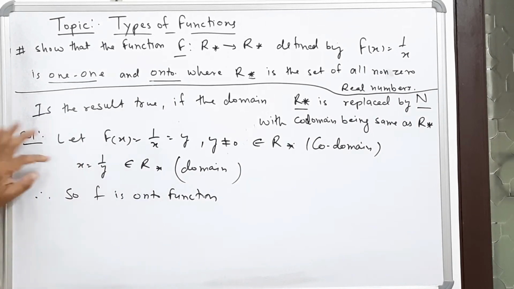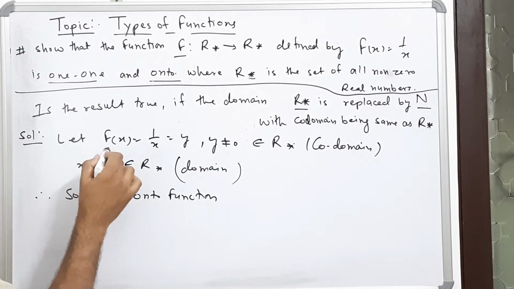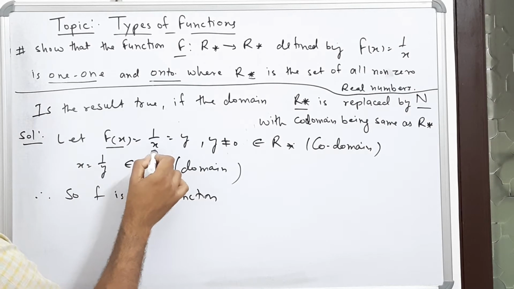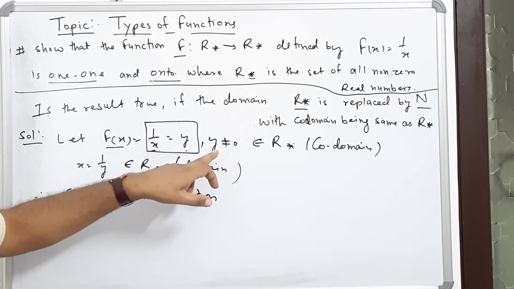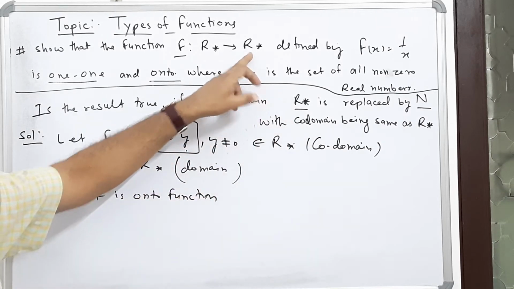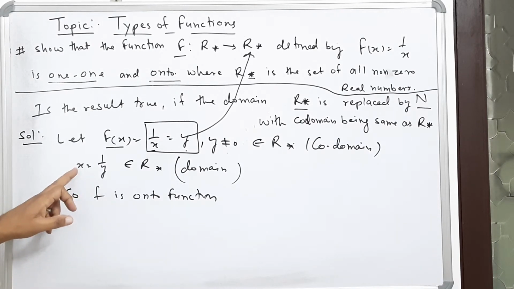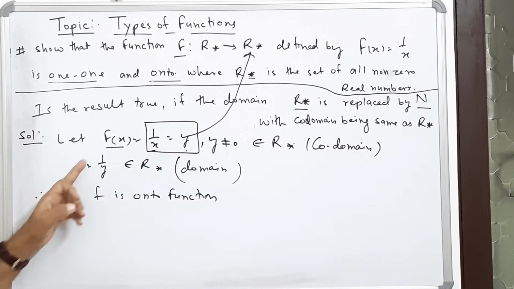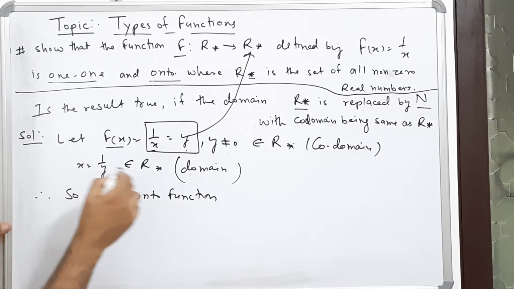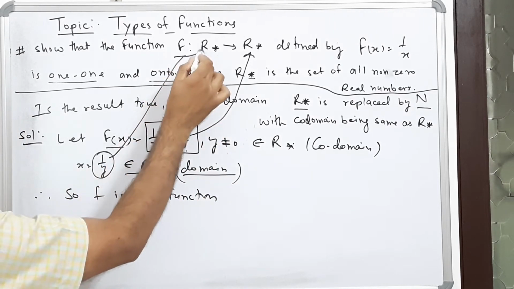Yes friends, now you see I am explaining the second part, that is onto. Now let f(x) = 1/x = y. This is the main part. We are assuming that 1/x = y and y is not equal to 0, and this y belongs to the codomain. Then if you say 1/x = y, what is the value of x? It is 1/y, take the reciprocal, and it belongs to the domain part.